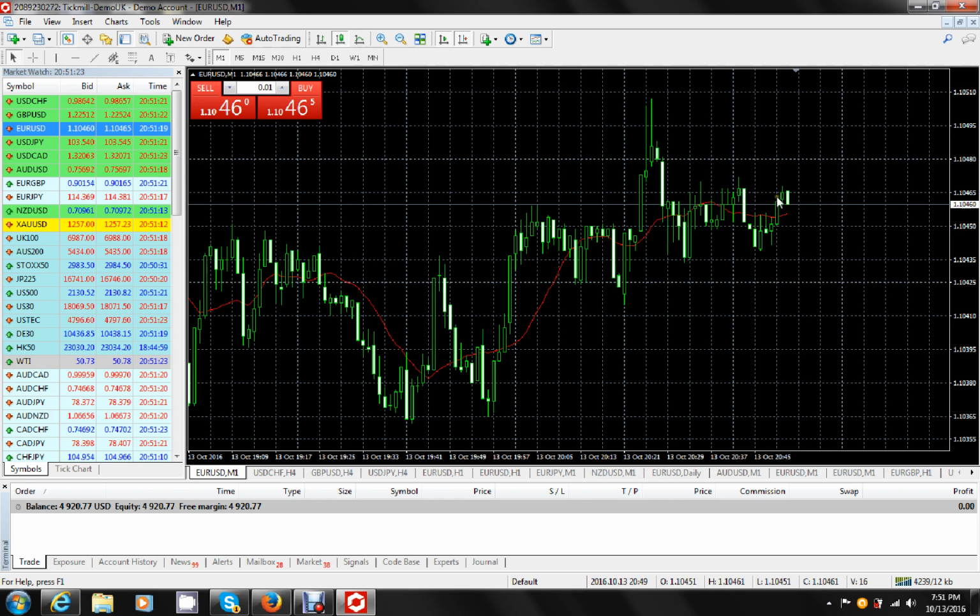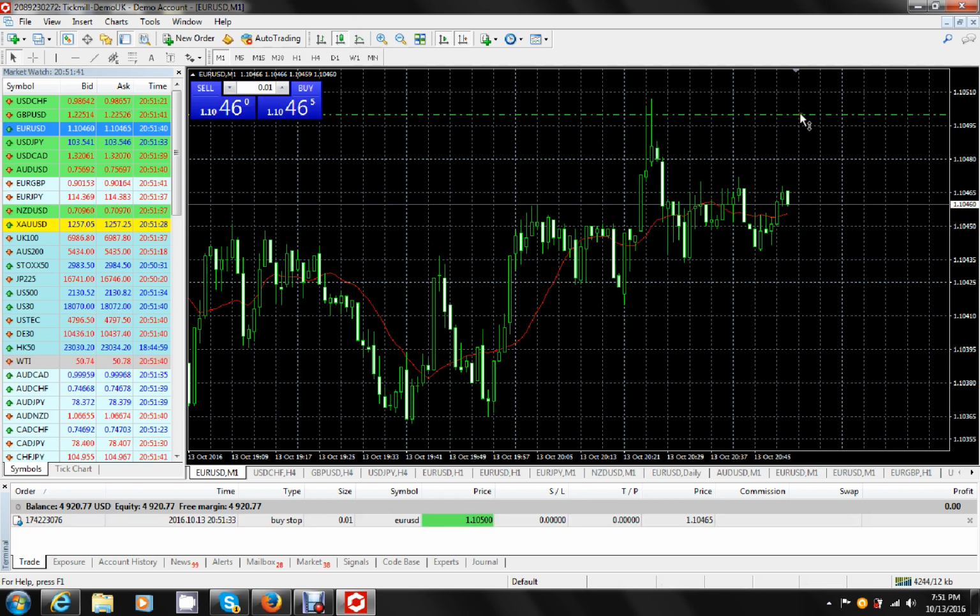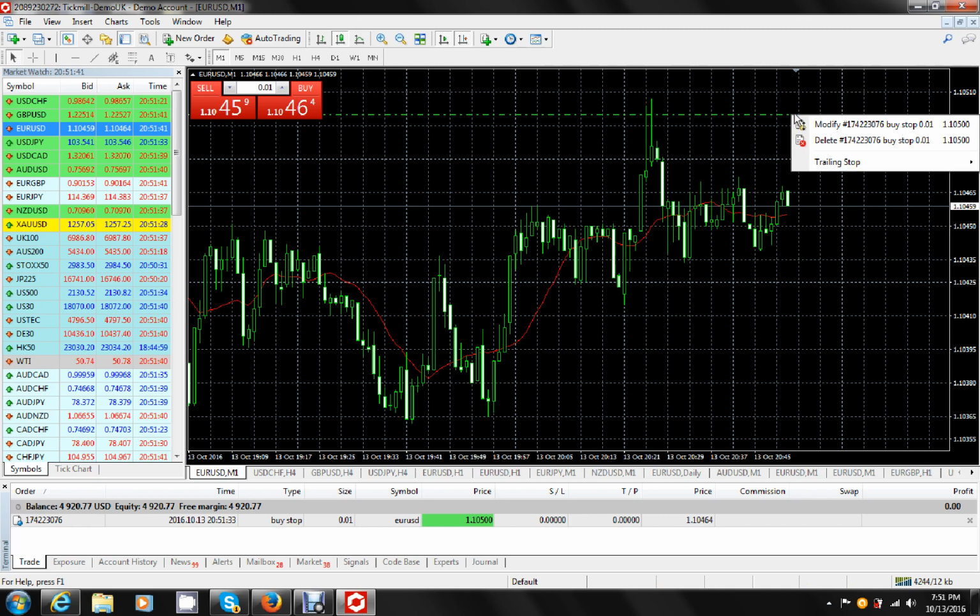Let's see if my graph is moving. Oh, here's my buy stop. Can you see my buy stop? Here's my buy stop. That means if it goes up and hits the buy stop, I've triggered a buy, right? Now I press on the buy stop, right?